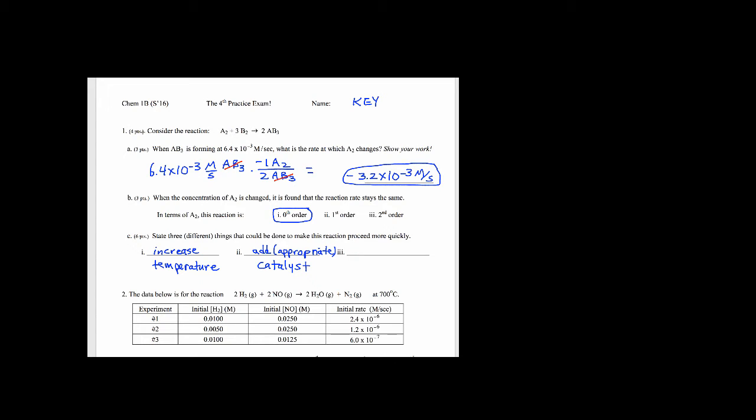And then in general, we can also speed up a reaction by increasing concentrations of reactants. But in this case, we know that the concentration of A2 doesn't change the rate of the reaction, so we're left with the only possibility here is to increase the concentration of the reactant B2.